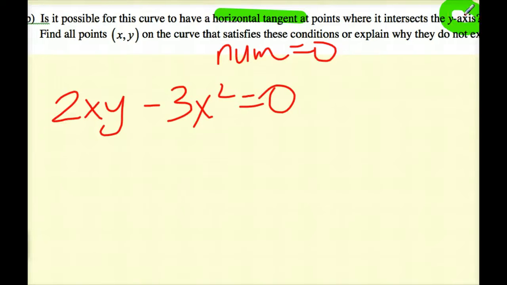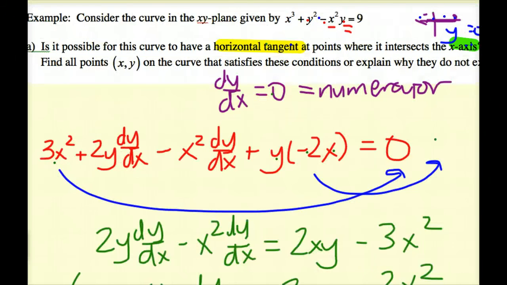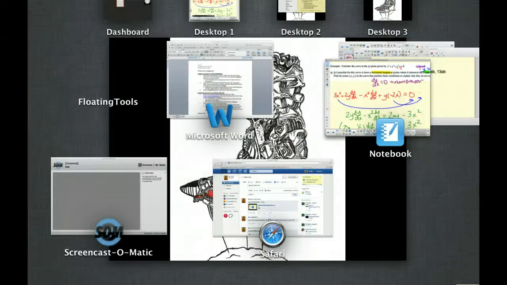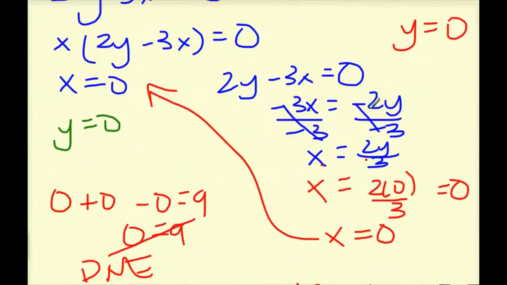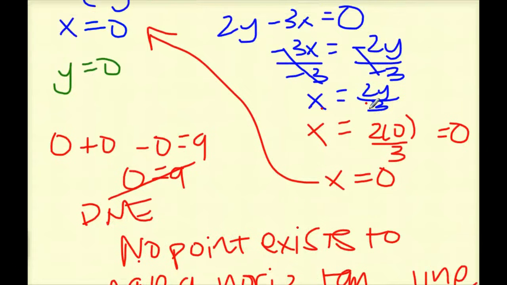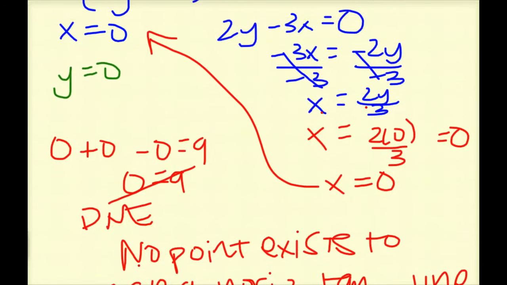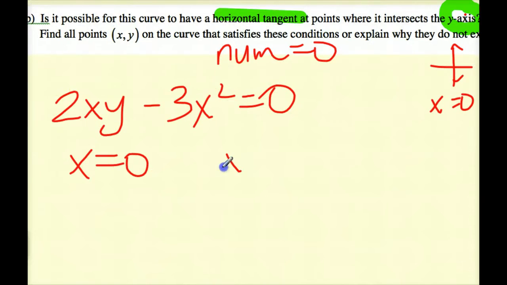Now it says I need the y-axis to intersect. So if I have the y-axis intersecting, which is this one right here, that means my x has to equal 0. So we already factored this earlier, and when we factored it, we had x is equal to 0, or we also had, let me go back to our answer here, x is equal to 2y over 3.